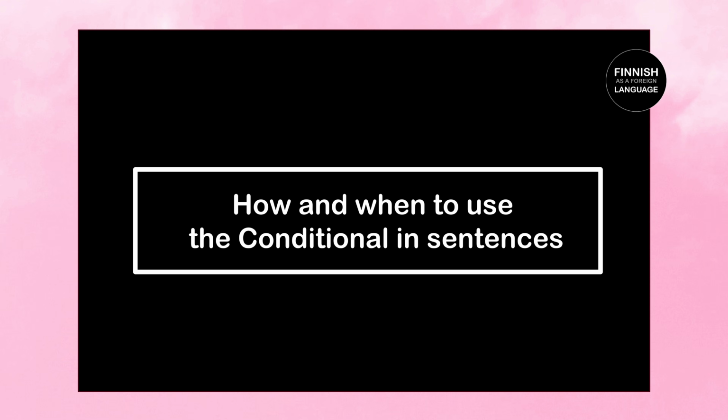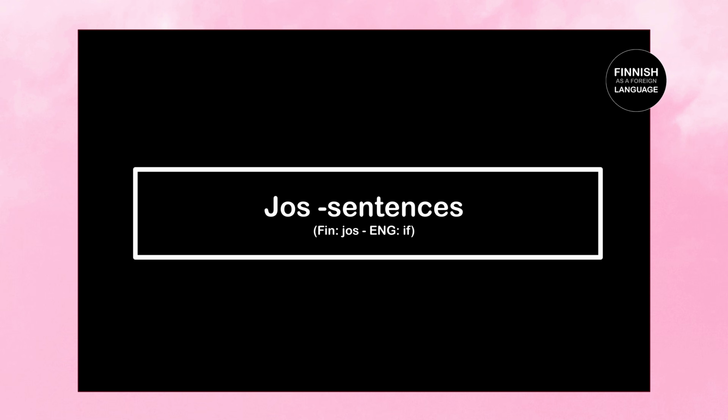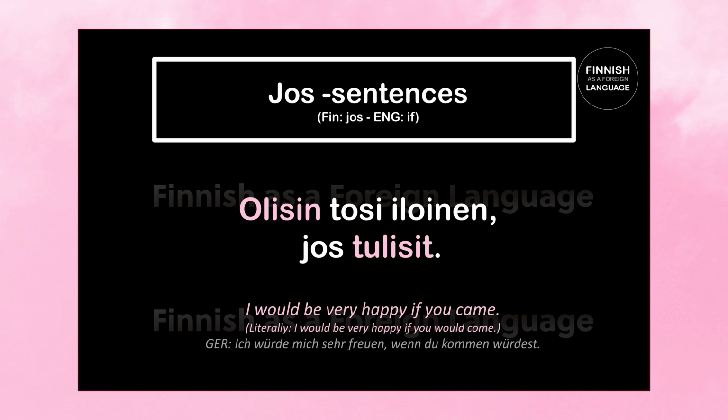Let's move on to chapter 5, how and when to use the conditional in sentences. One situation where we use the conditional is in jos sentences, or in English, if sentences. For example, olisin tosi iloinen, jos tulisit, means I would be very happy if you came. Let's go step by step. Olisin is the first person singular conditional mood of olla, which means to be. Tosi means really. Iloinen, happy. Jos, if, and tulisit is the second person singular conditional mood of tulla, which means to come.